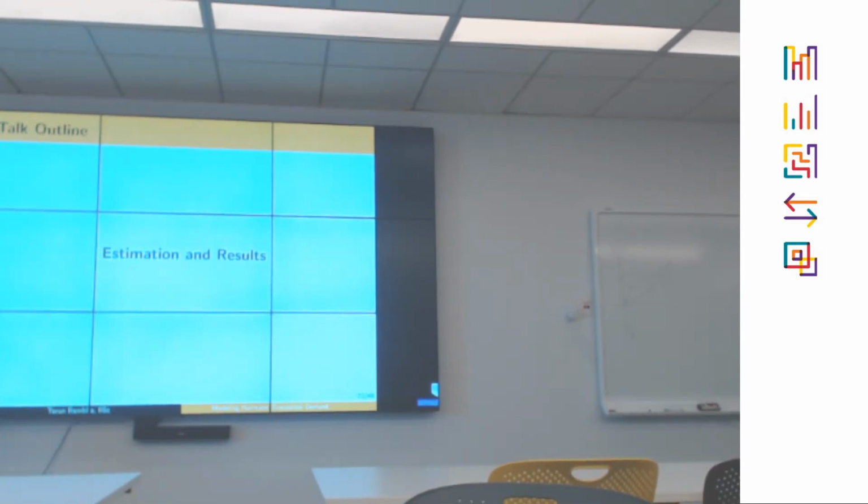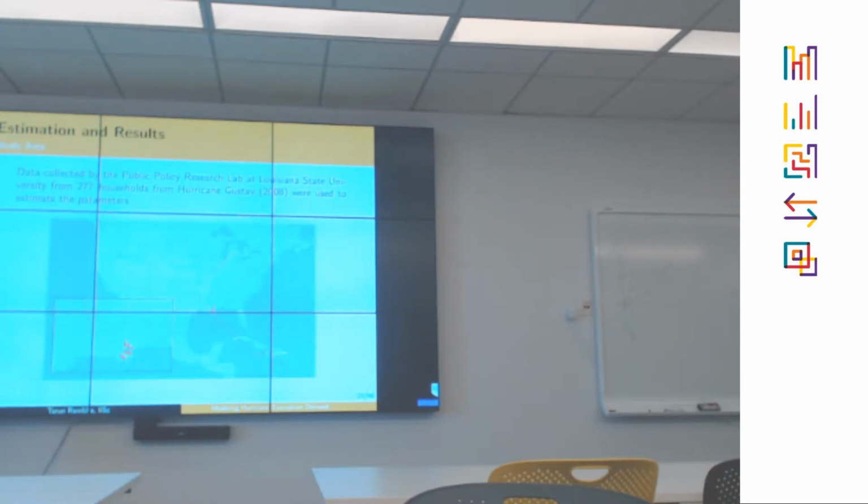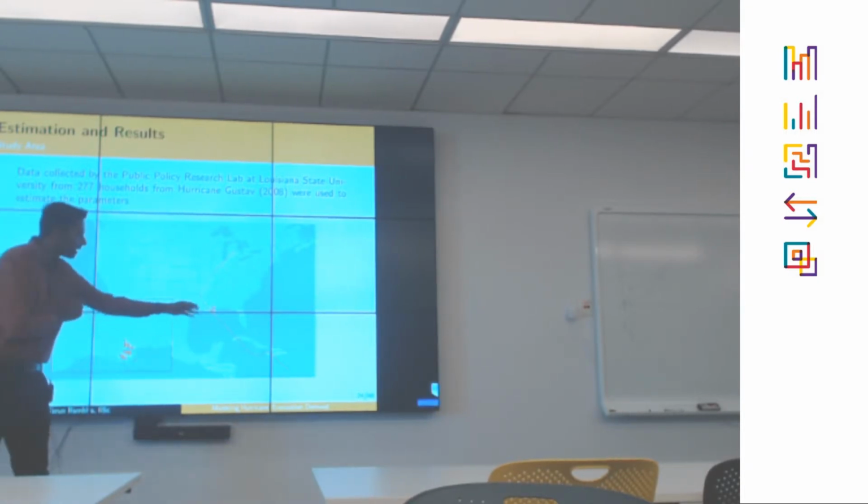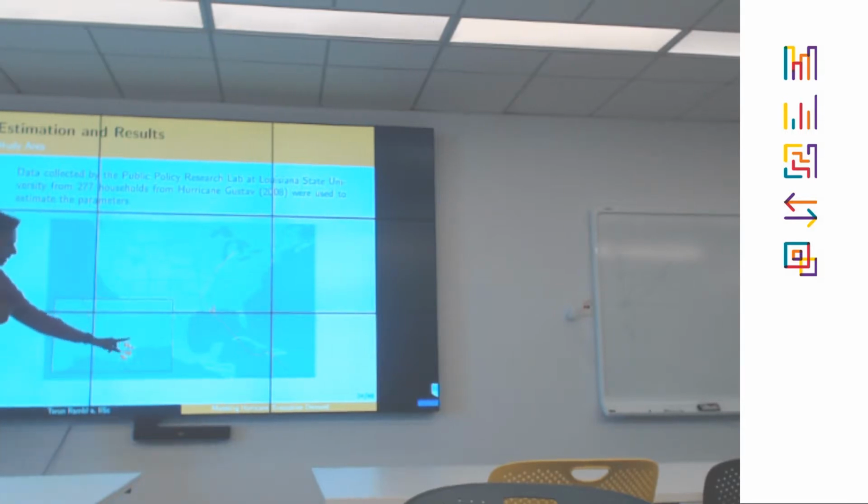Okay, so now what we did is we applied this framework to the context of individual decision making during hurricanes, and this was our data set. It was collected by the Public Policy Research Lab in LSU, and they had about 277 households that were surveyed and interviewed during Hurricane Gustav. That was way back in 2008, and this is the trajectory of the hurricane, and these were the locations of the households that were surveyed.